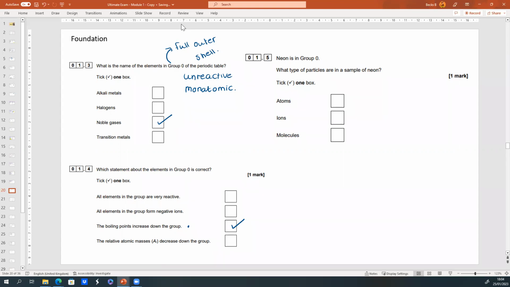Neon is in group 0. What type of particles are in a sample of neon? Well, they are atoms. They're not ions because they don't need to lose or gain electrons. And they are not molecules, again, because they're not bonded to one another. They are quite happy staying as a single atom because they've got that full outer shell of electrons and they are stable. Got it. Okay?